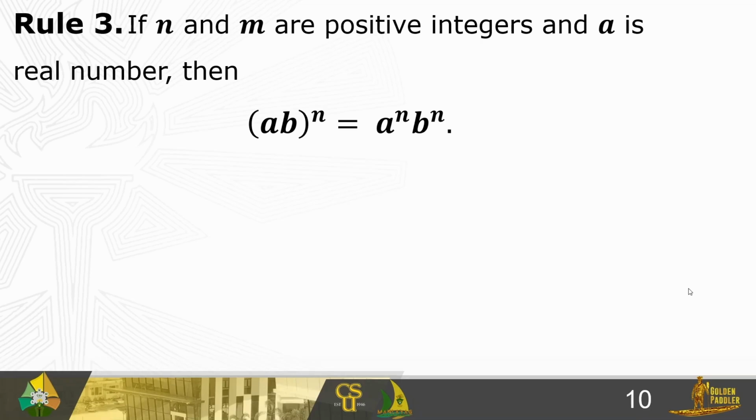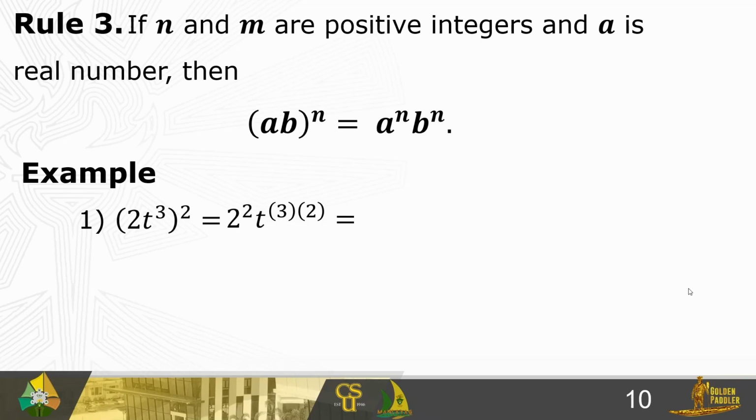This means that we are going to distribute the exponent n towards the exponents of the bases. For example, (2t^3)^2 is just equal to 2^2 times t to the power of 3 times 2, and 2 squared is equal to 4, and 3 times 2 equals 6, so we have 4t to the power of 6.